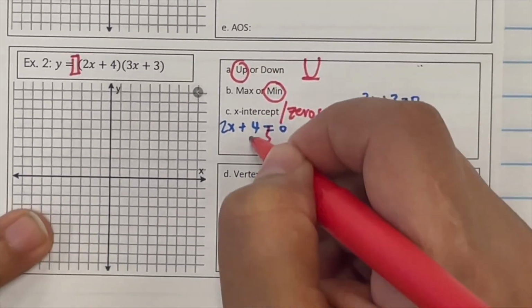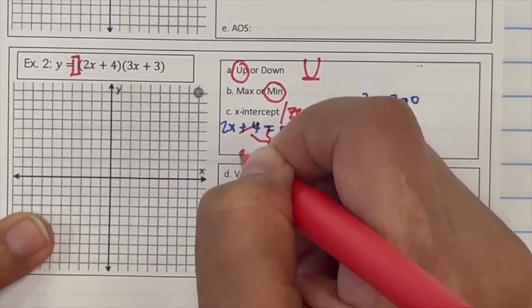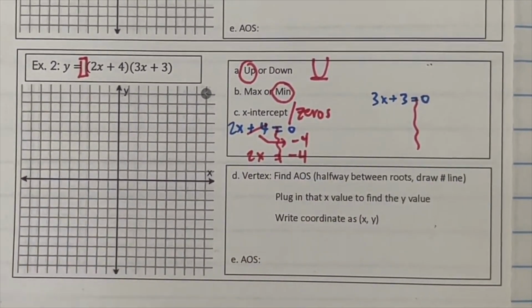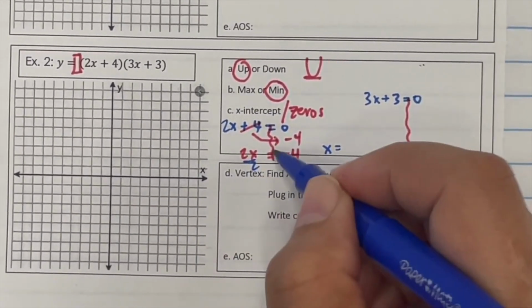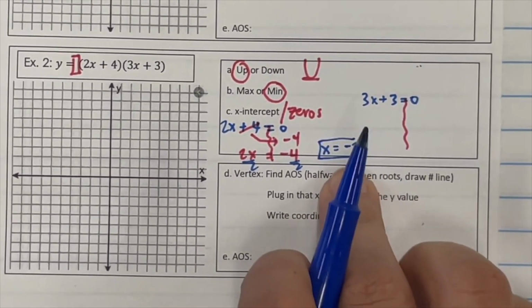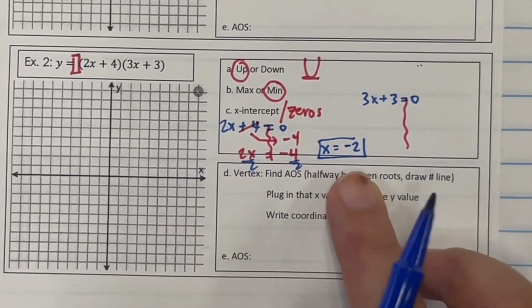All right, so go ahead and draw my river. We're going to cross this over to the other side. That's going to become negative 4. So now I have 2x equals negative 4. What do I do to solve for x? I divide both sides by 2. So I'm going to get x is equal to negative 4 divided by 2, which is negative 2. So one of the solutions is negative 2. Remember, you can have 0 solutions, 1 solution, or 2 solutions.